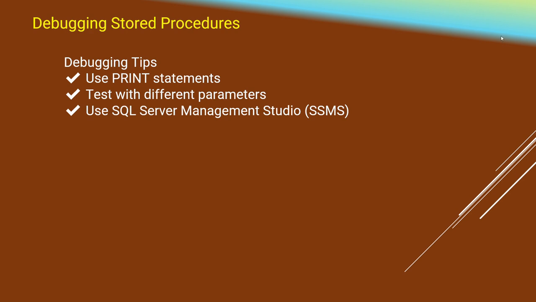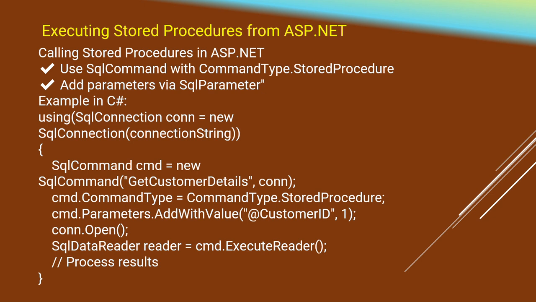Stored procedures can be easily called from ASP.NET applications. Use the SqlCommand object and set its command type to stored procedure. Add parameters with SqlParameter to pass input or retrieve output values. Example is given. This approach improves security and performance over inline SQL queries.